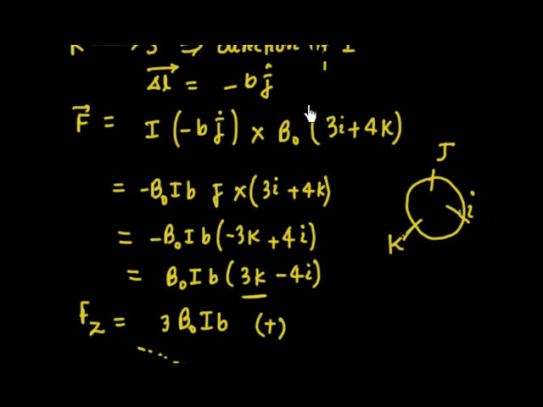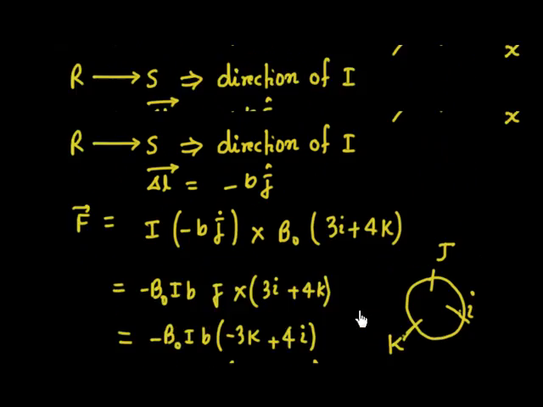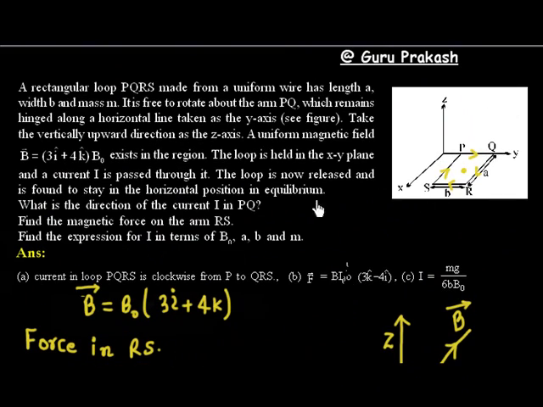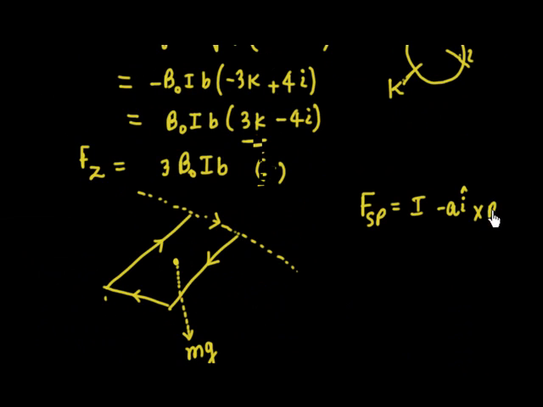So the force in SP is I, delta L is minus a i, cross B. B is 3i plus 4k B naught. So I can write this as cross 3i plus 4k B naught. Are you getting or not? If I take the cross product, what will I have? I will have B naught a I, and i cross i is 0. I have to apply a minus sign. And i cross k is what? Minus j. So minus j, and minus of minus is plus.